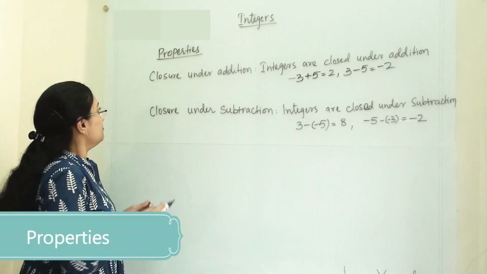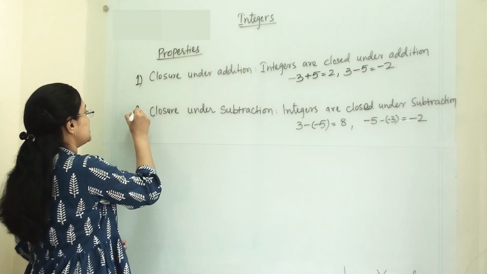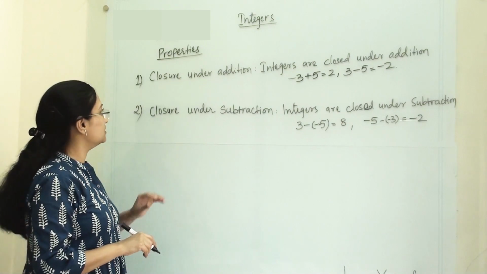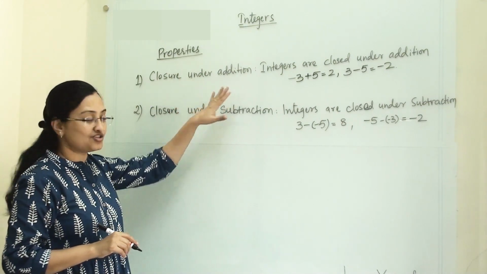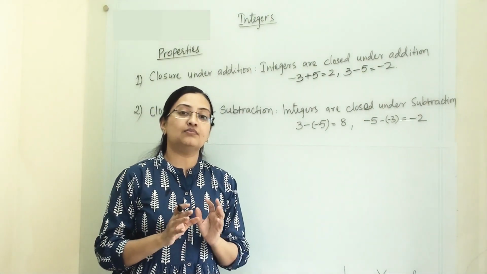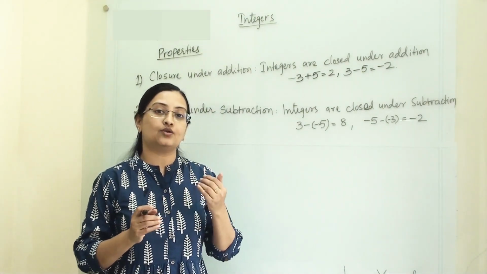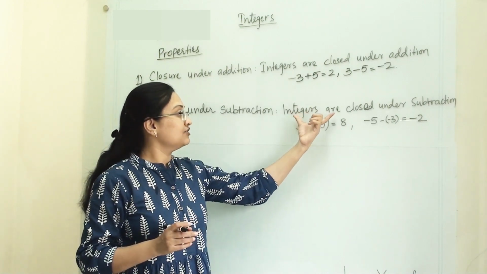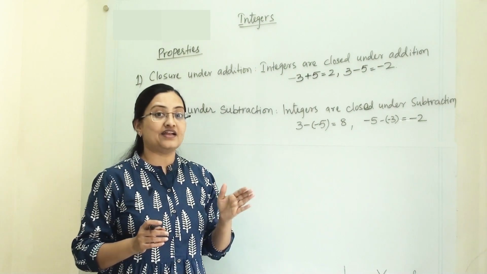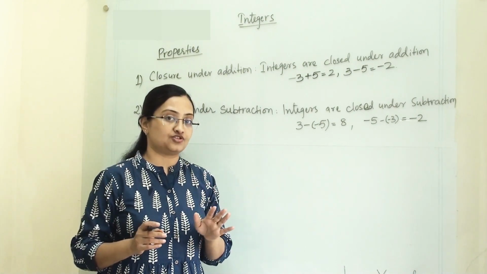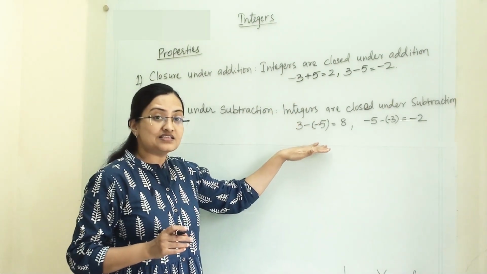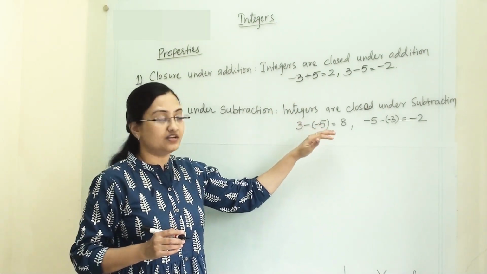So here we are going to start with properties of integers, and the first two properties we are going to learn are closure under addition and closure under subtraction. You have to remember these properties by name and what they do, because this kind of sentence may appear in your fill in the blanks and multiple choice questions. So we have to remember this. Once you understand the concept, it won't be difficult.